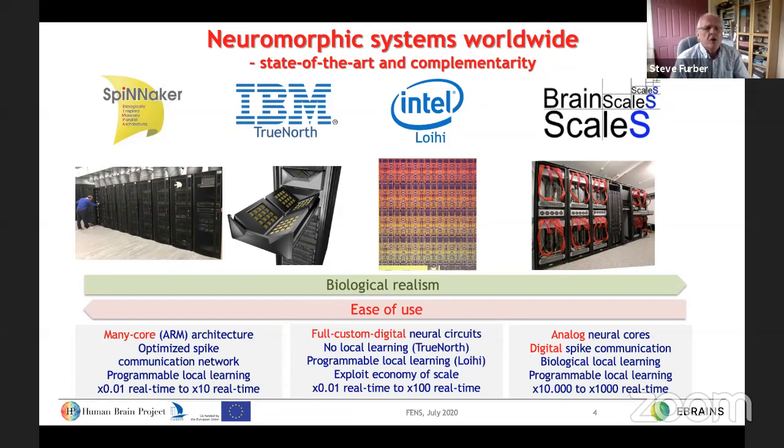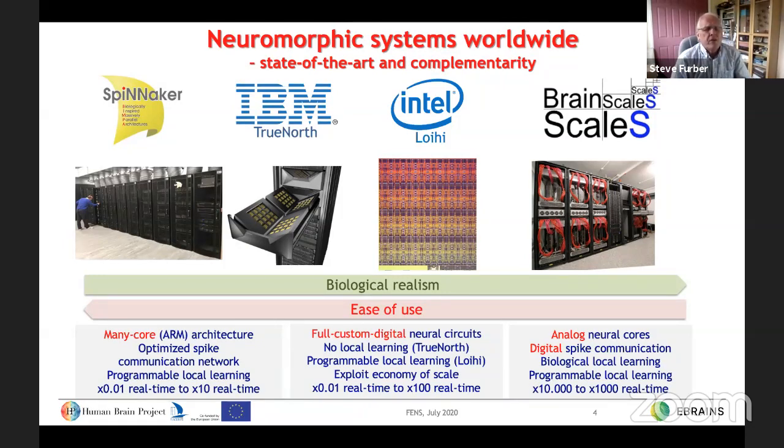Here I show Spinnaker at one end of the scale, BrainScales at the other. In the middle, there are some familiar platforms such as IBM's True North and Intel's Loihi system. Spinnaker uses programmable digital hardware. True North and Loihi are digital hardware, but highly configurable, but not running software. And BrainScales uses analog techniques. And there are other systems out there at different points on this scale.